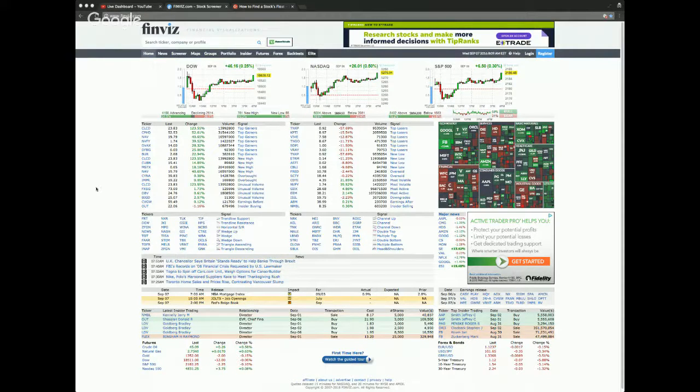So first off, I'll tell you what a float is. It would help to know that. And then how to find it and why it's important as well. So first things first, what is the float of a stock?